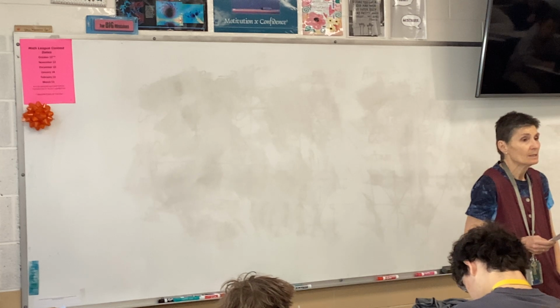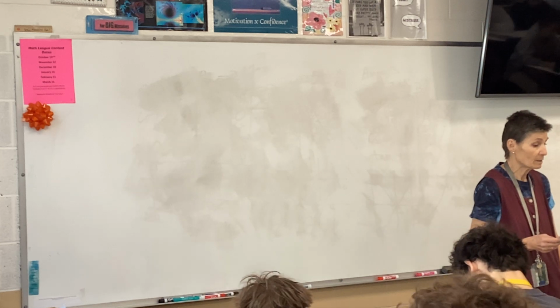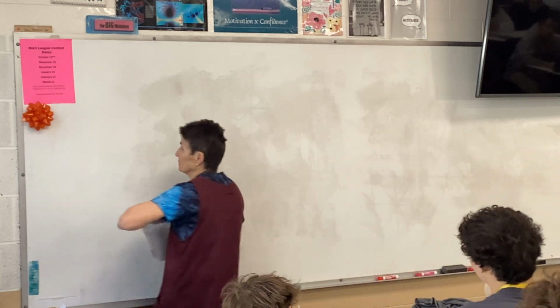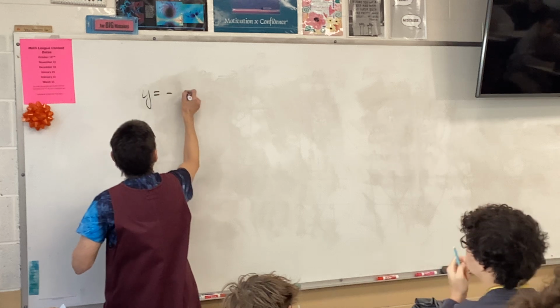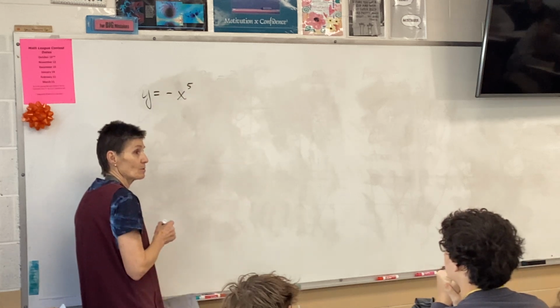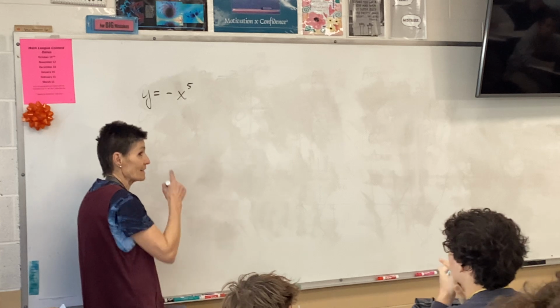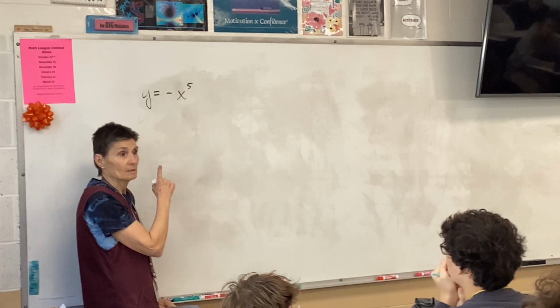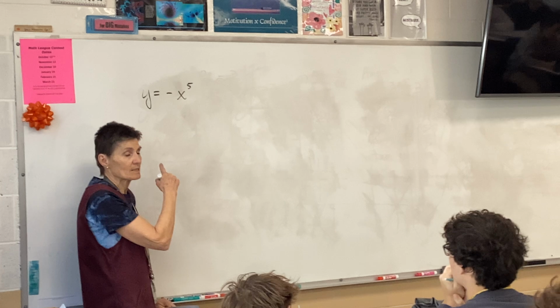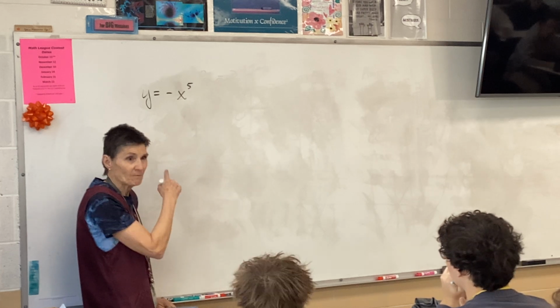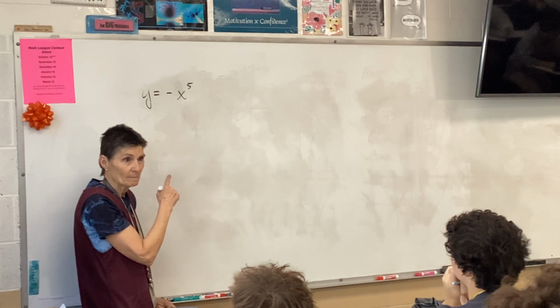Well, can you tell me what does y equals negative x to the 5th look like? Anybody know what it looks like? Be careful. That's not an exponential. Why isn't that an exponential? Because x isn't the exponent. That's a 5th degree polynomial.